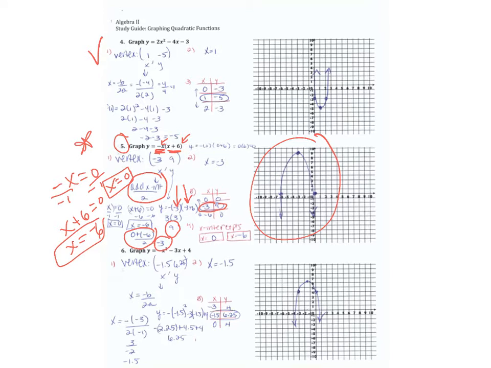Again, the vertex is negative 3, 9. It's a max. So the max value is the y-coordinate, 9, of our vertex, and the axis of symmetry is the x-coordinate.